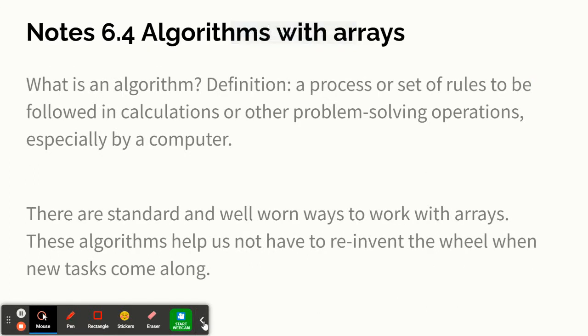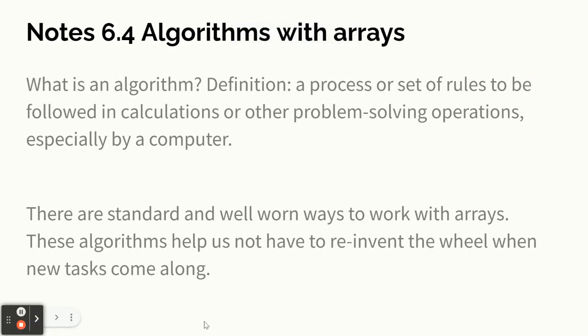All right, we're going to talk about algorithms with arrays. Remember, we've talked about this before. An algorithm is a process or set of rules to be followed in calculations or problem solving operations, especially by a computer. Basically, a list of steps or a known way of doing something.